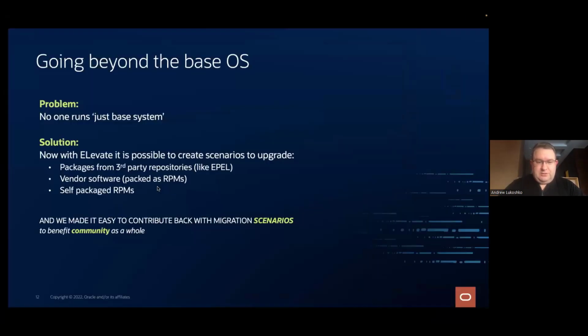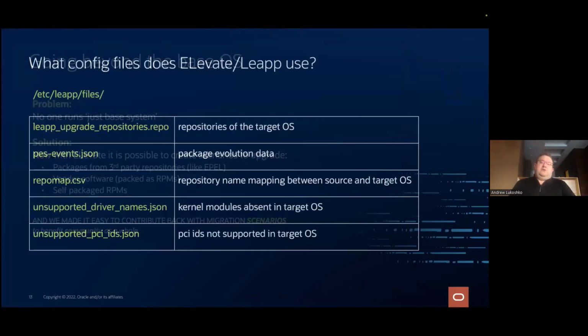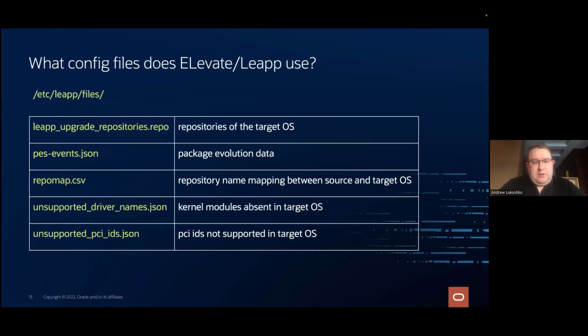Still some process going on. Let's go on. So there are some basic configuration files that lib uses. The first file is actually lib-upgrade repositories repo. It's a file that contains all the repos. It's a usual repo file, and it contains repositories for target OS that you want to use to update your system. Also, we have PES events files.